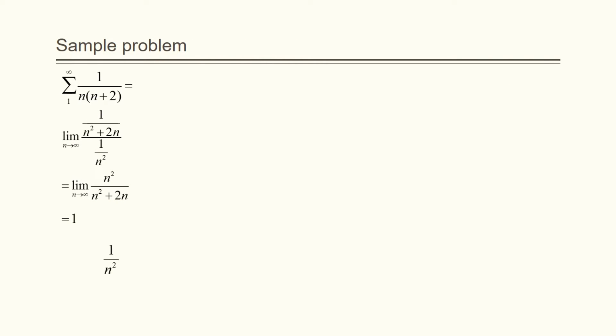Test on the series of 1 over n times n plus 2. I will choose 1 over n squared as my choice, and we end up with the limit of n squared over n squared plus 2n equal to 1. And we know that the series of 1 over n squared converges, so the series converges.